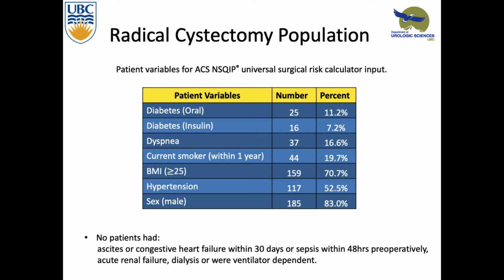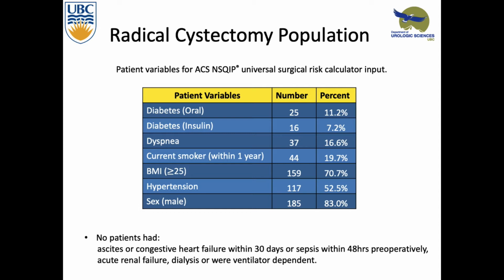Now, in terms of diabetes, 11% had diabetes but required only oral treatment, whereas 7% required insulin treatment. And 16% had dyspnea, and no patients had dyspnea at rest, it was only with exertion. And 19.7% were current smokers. BMI over 25, 70%, so 70% of our patients are classified as obese. 52% had hypertension requiring treatment, and 83% were male.